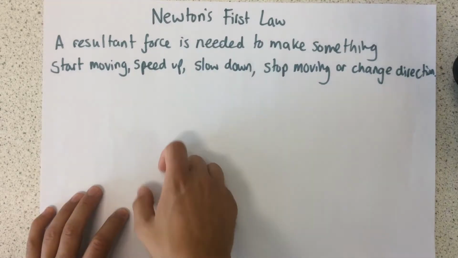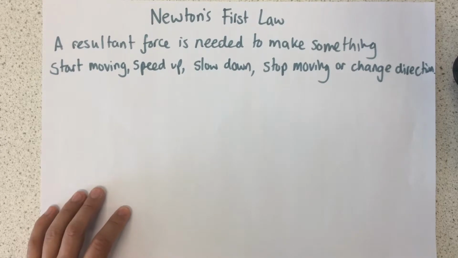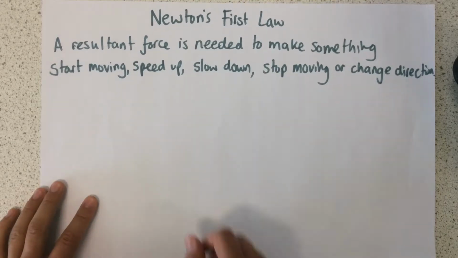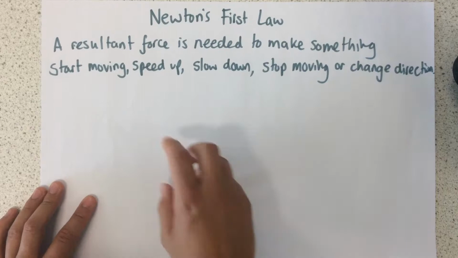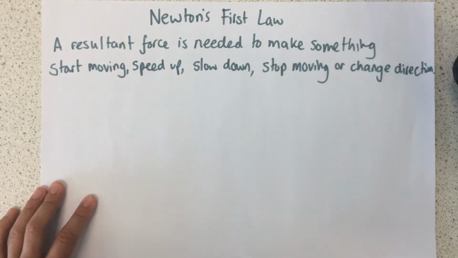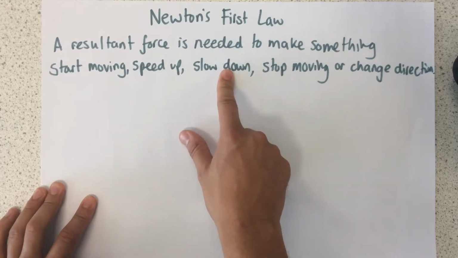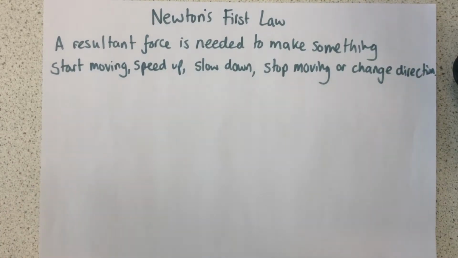Okay, today I'm going to talk about Newton's first law. Isaac Newton was a physicist, and in the 1660s he worked out these laws of motion. Today we're going to learn about Newton's first law. Essentially, summed up, the first law states that a resultant force is needed to make something start moving, speed up, slow down, stop moving, or change direction. We're going to take these one at a time and see what they actually mean.